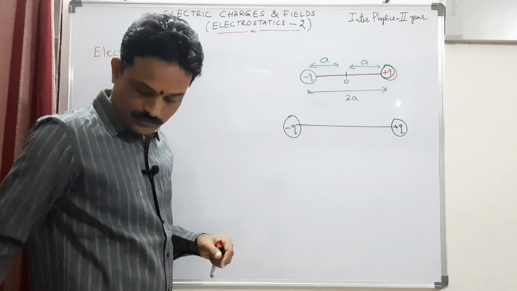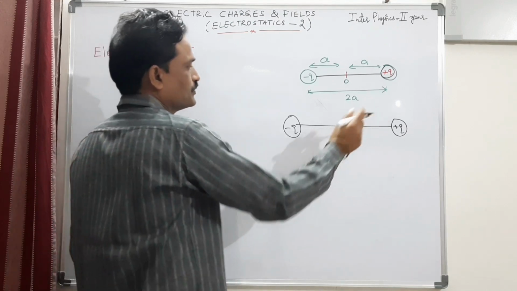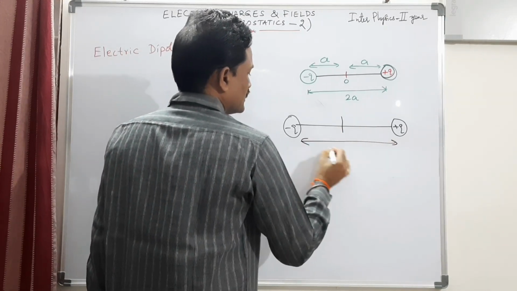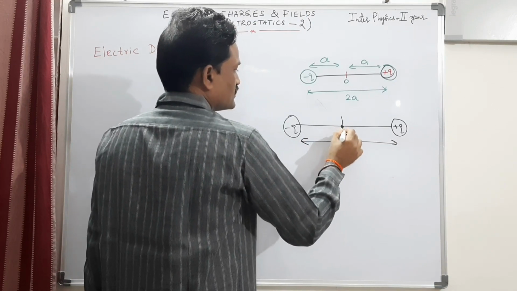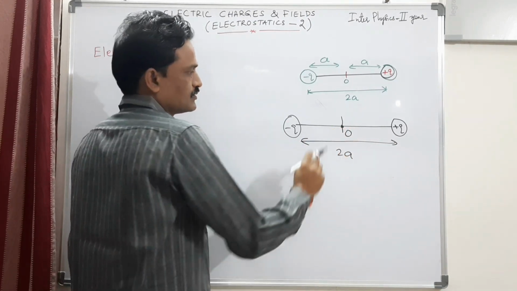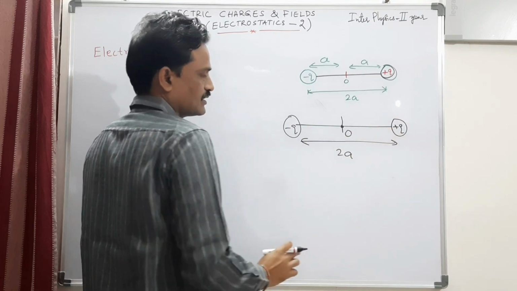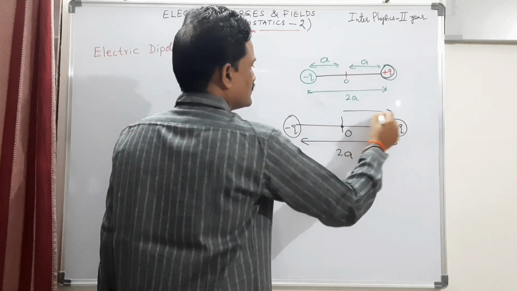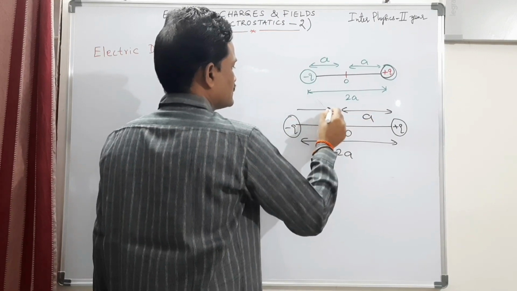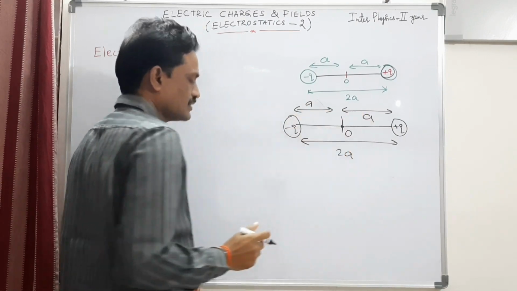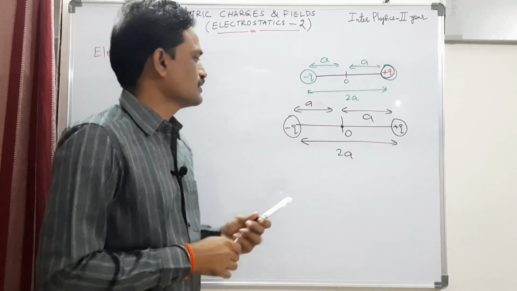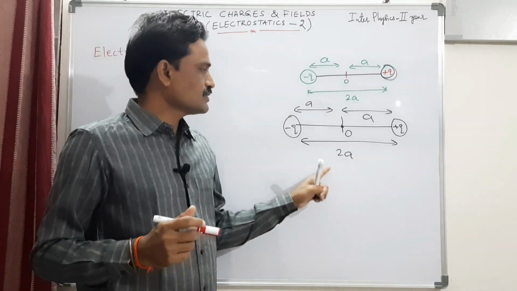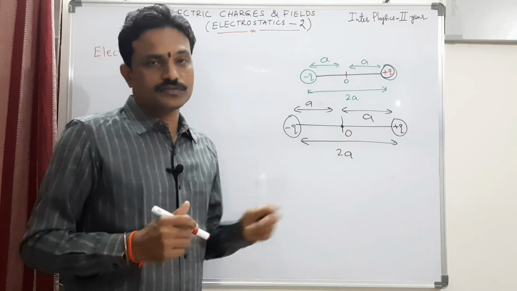Now, the length of the dipole is always taken as 2a. Why 2a? The center is point O. These two charges are equidistant from the center. That means I consider this as a and this as a. The total distance between these two charges is 2a. So this is the convention to take the length of the dipole as 2a.